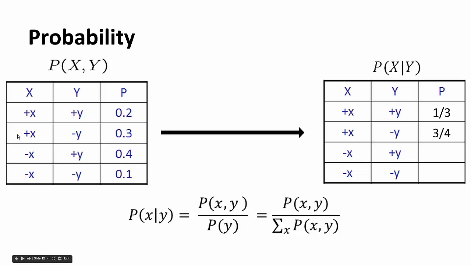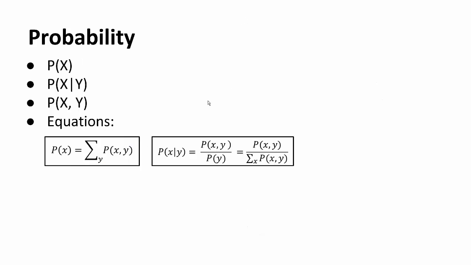Going through the rest of these examples, the probability of plus x given minus y is going to be the probability of plus x and minus y, so row 2, divided by the probability of minus y, which is the sum of row 2 and row 4. It's going to give us 3/4. The probability of minus x given plus y is going to be row number 3 divided by the sum of row number 1 and row number 3, which gives us 2/3, and the final one is going to be 1/4. So this is the second equation to keep in mind with probabilities, and it gives us the conditional from the joint and the singular.